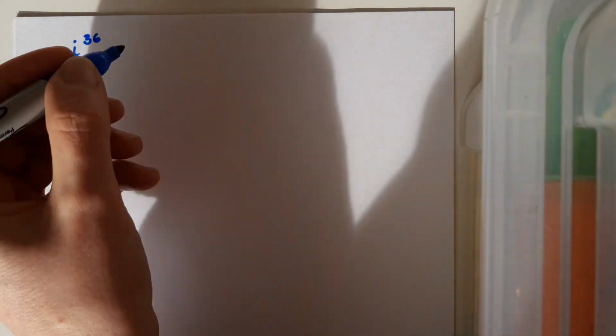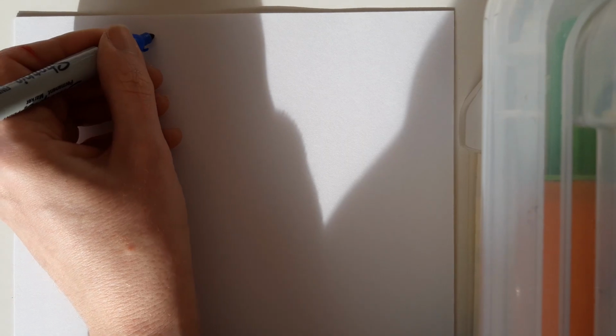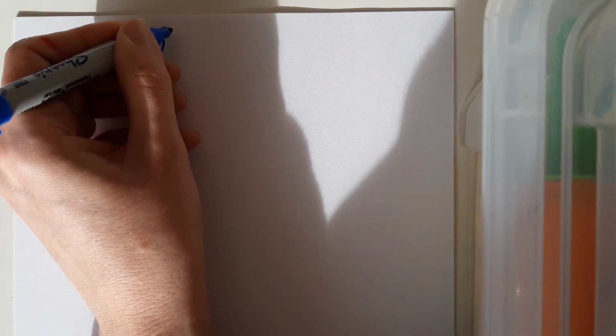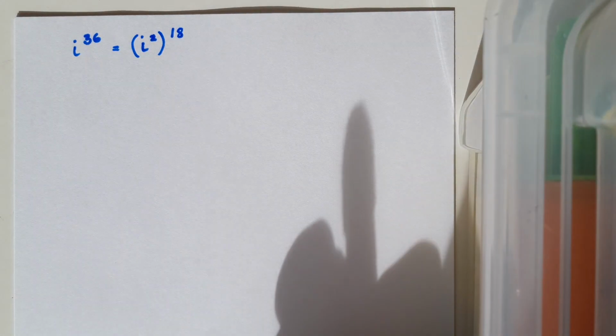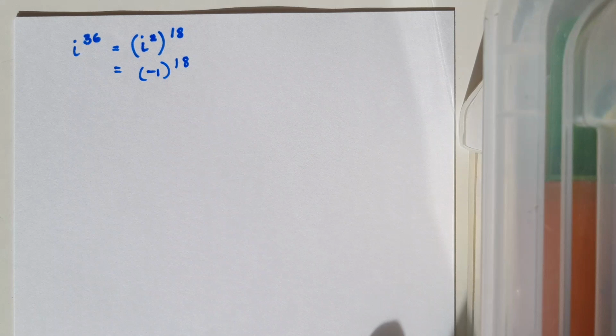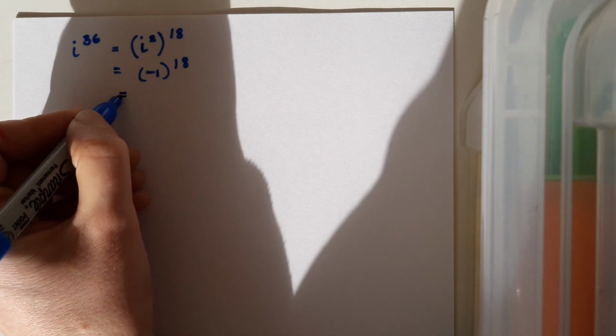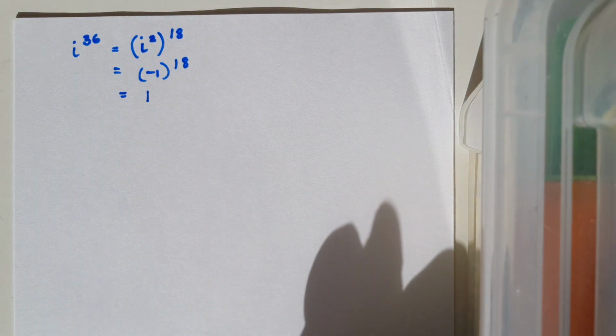So what if I had i to the power of 36? Well, 2 will go into 36 evenly, and it'll go in 18 times. So I've got 18 pairs of i squareds. And so what I've got there then is negative 1 to the power of 18. And of course, that's an even power on a negative number. So I'm going to end up with a positive result. So my answer there is just 1.